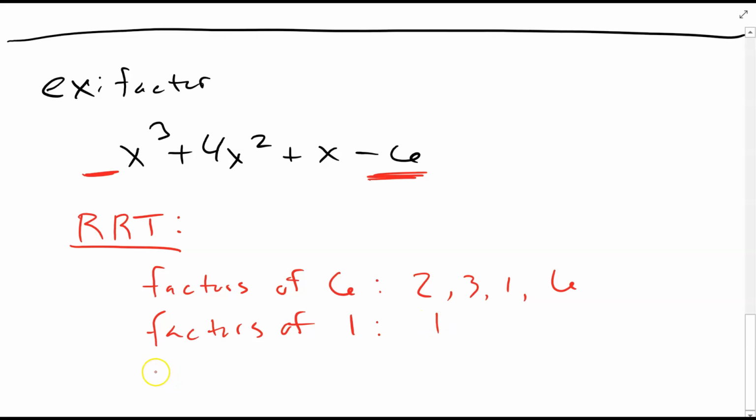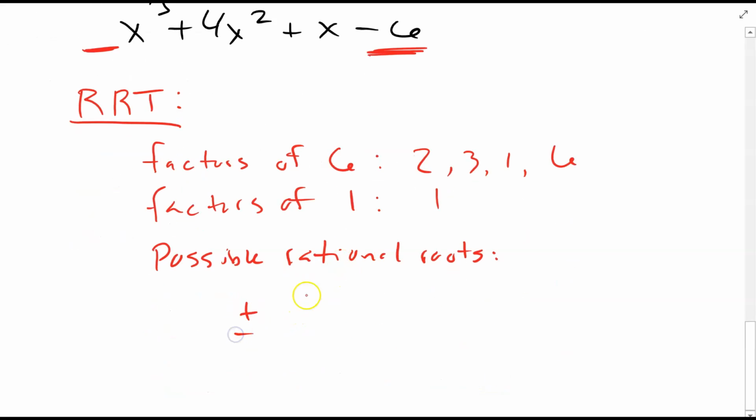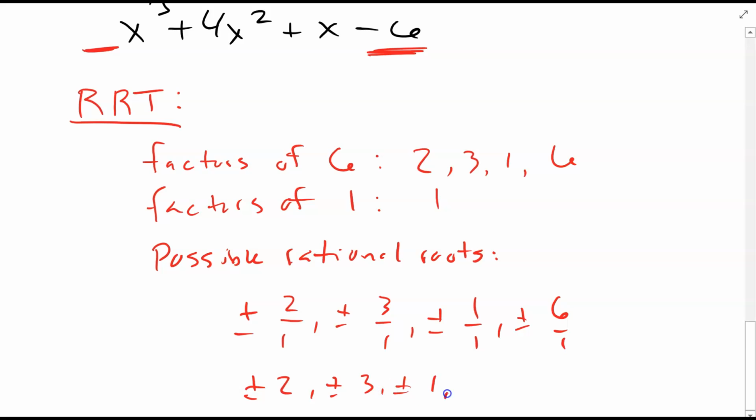1. Okay. So my possible rational roots are going to be plus or minus 2 over 1, plus or minus 3 over 1, plus or minus 1 over 1, plus or minus 6 over 1. Or really, I'd write that as plus or minus 2, 3, 1, and 6.